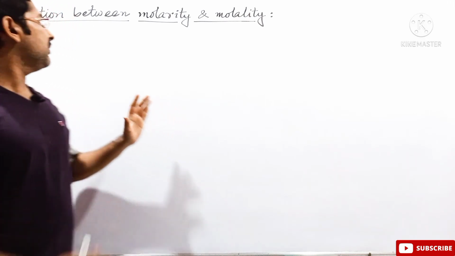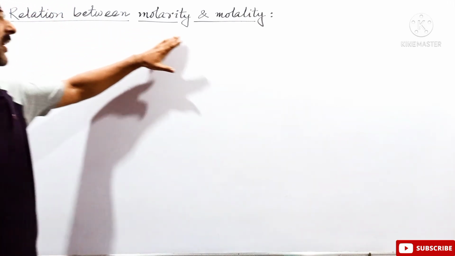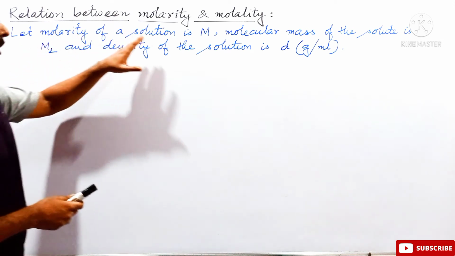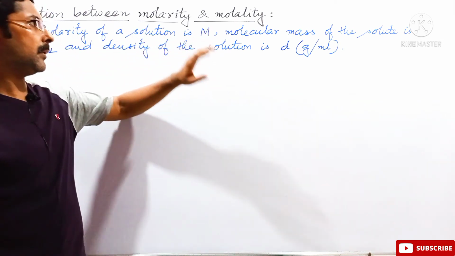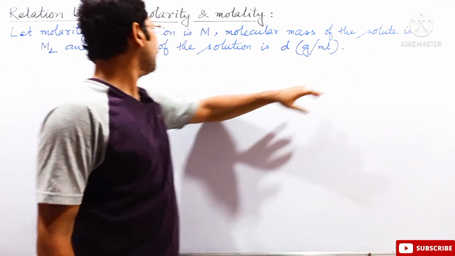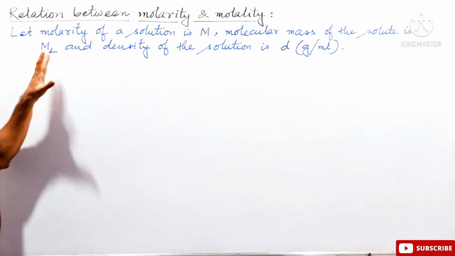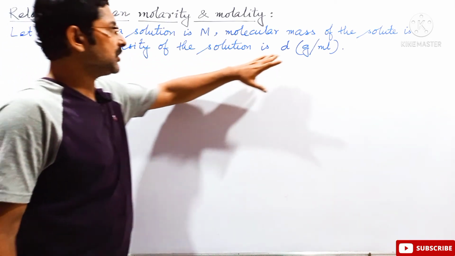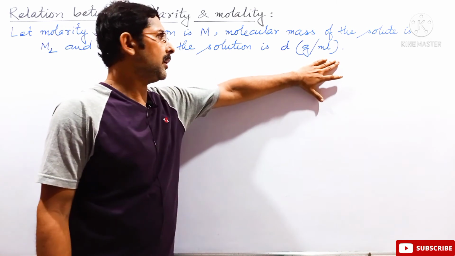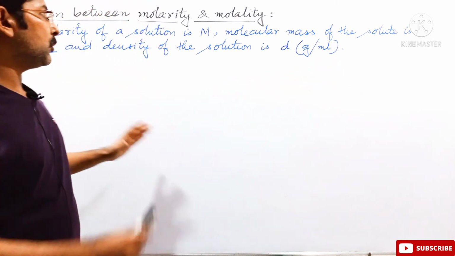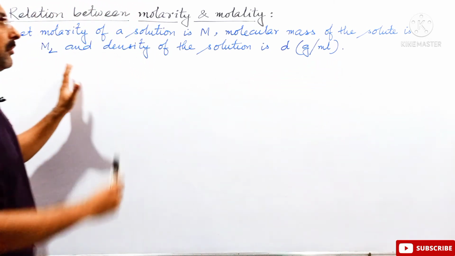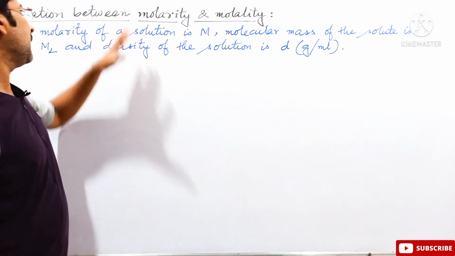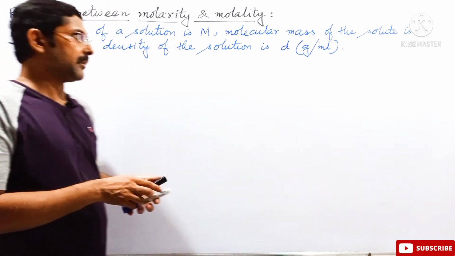Now we will derive the relationship between molarity and molality. Let the molarity of a solution be capital M, the molecular mass of the solute be M2, and the density of the solution be D gram per ml. We have to assume these three terms to derive this relationship.